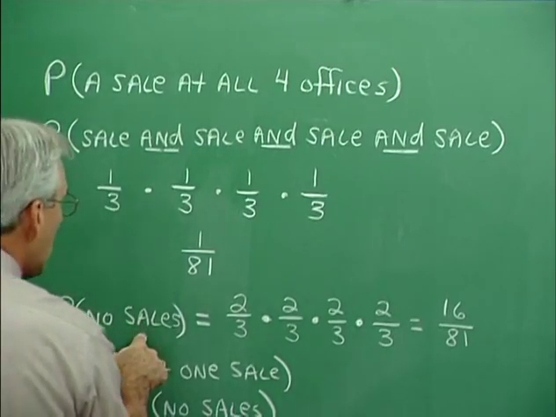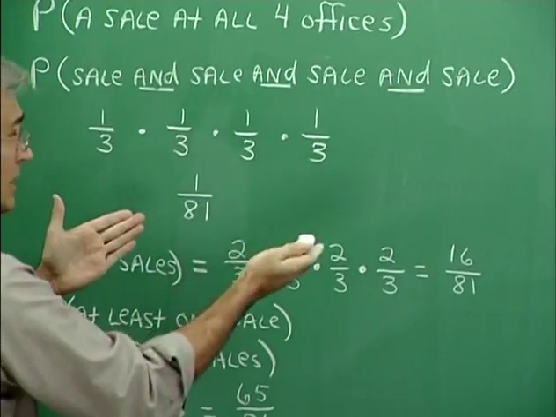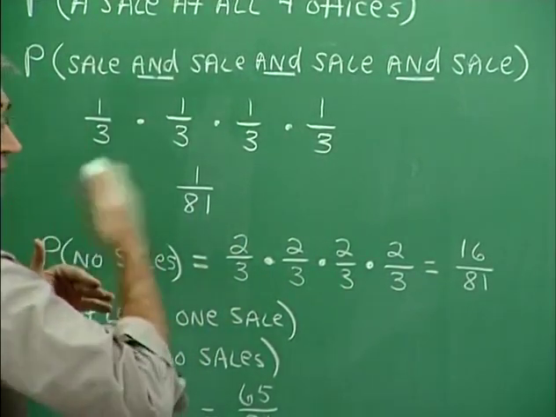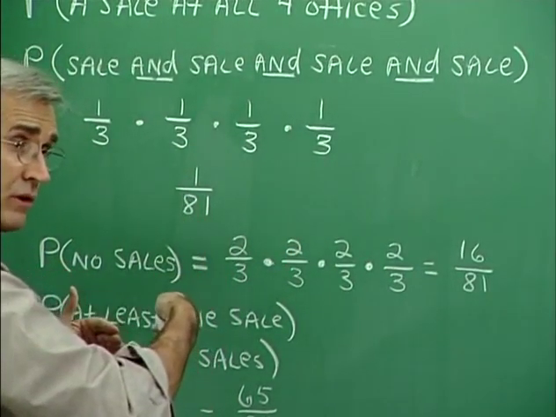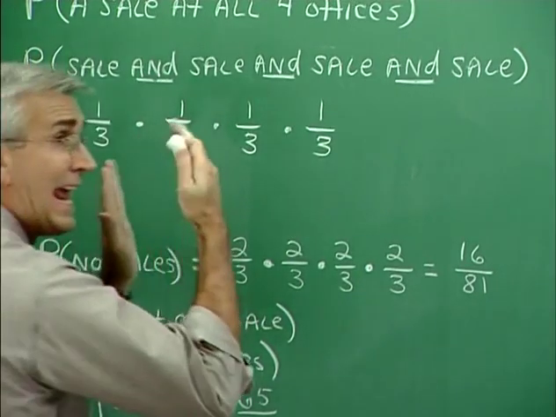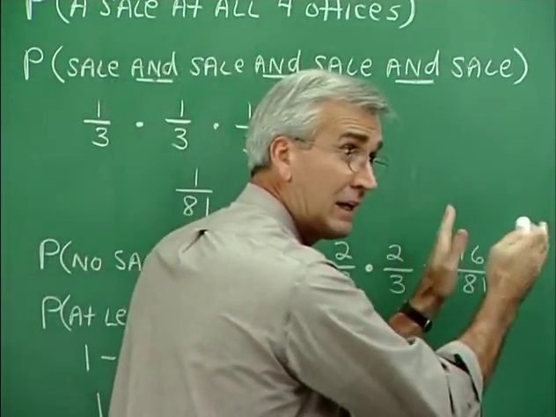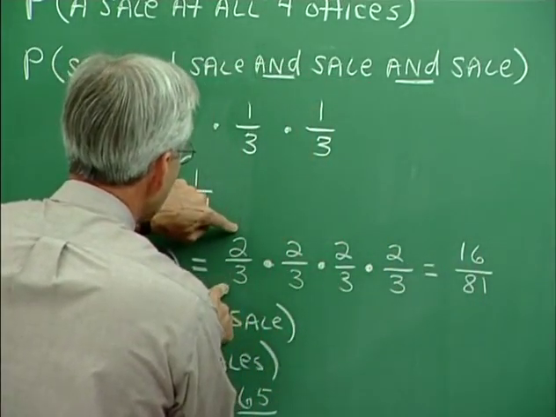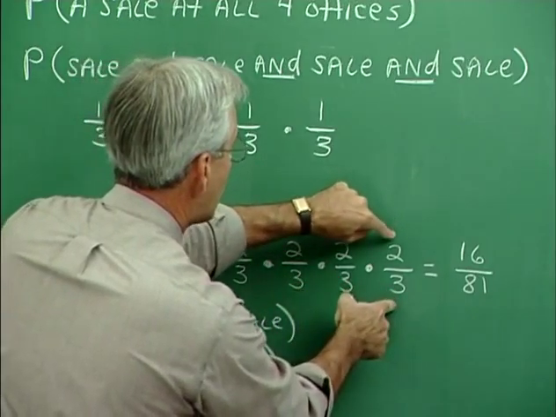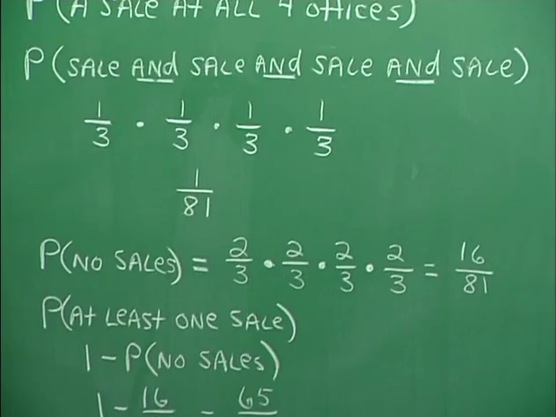Now, the probability of no sales. It's a very similar idea to this situation. If the probability of making a sale is 1/3, then the probability of not making a sale would be 2/3. So it would be the idea that we have no sale at the first office, and no sale at the second office, and no sale at the third office, and no sale at the fourth office. So it would be 2/3 times 2/3 times 2/3 times 2/3, or 16/81 as that probability.